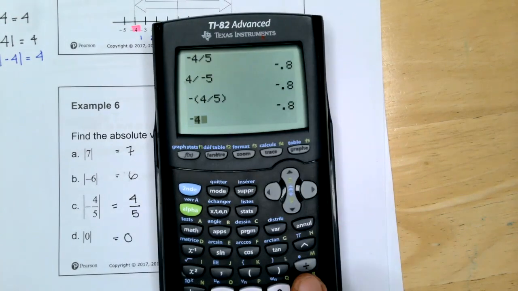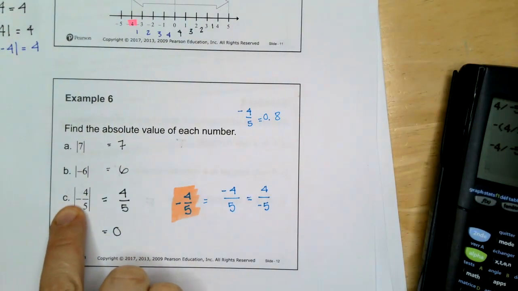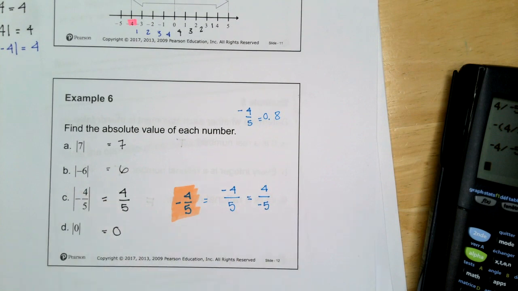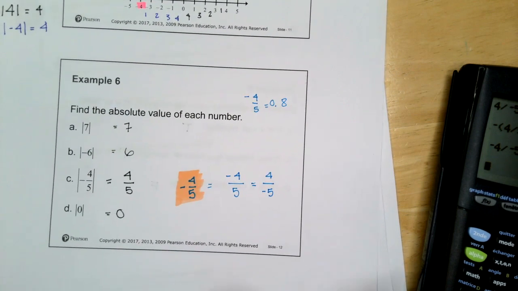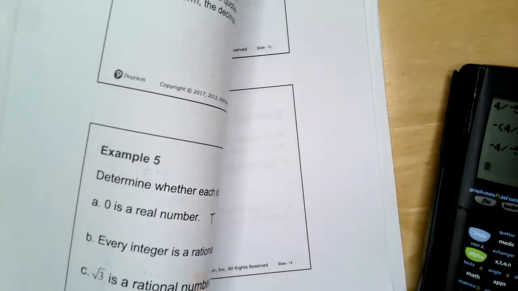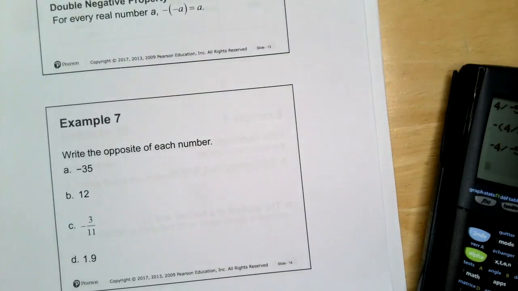All right. The only way you can't do it is -4 divided by -5, because a negative divided by a negative is positive. But it doesn't matter where you see this. If it's in the middle, if it's up top, or if it's on the bottom, it's all equal to the same number. Okay. And fractions are just dividing.